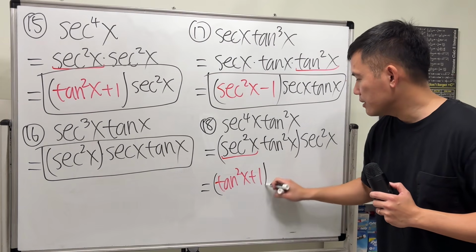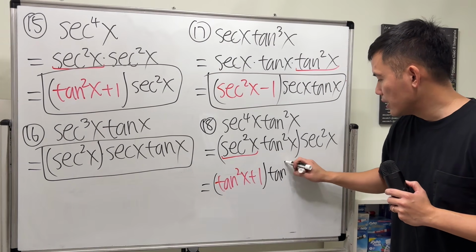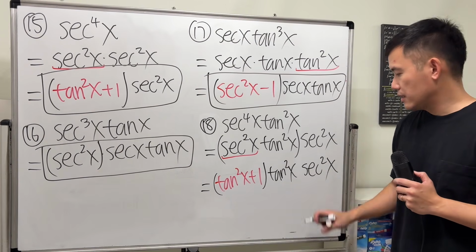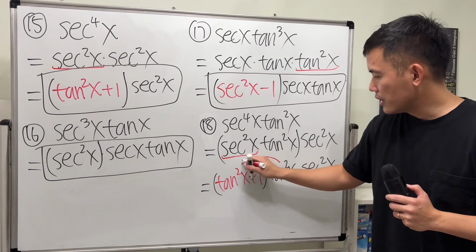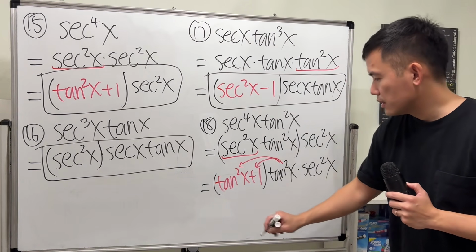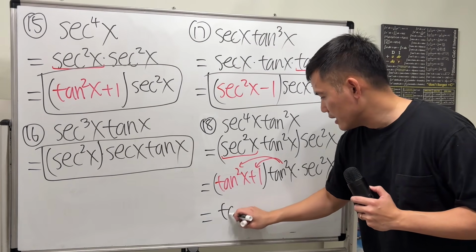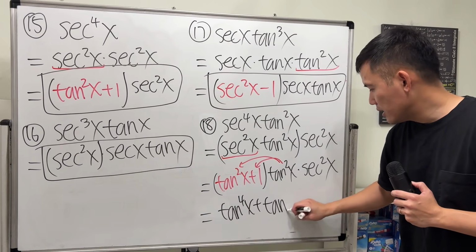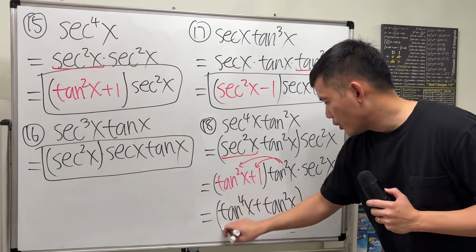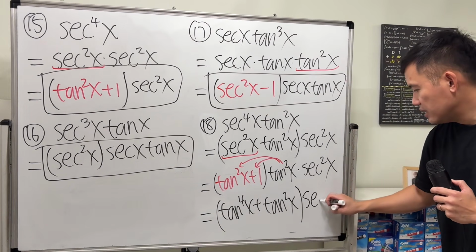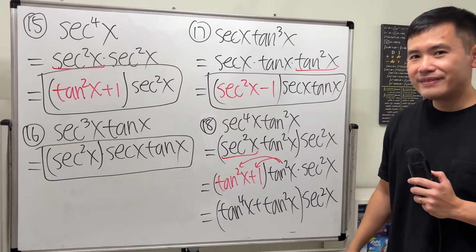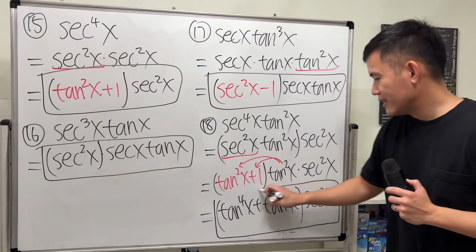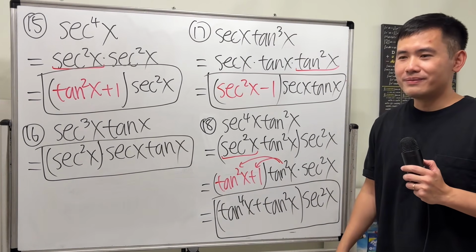And then go ahead, multiply that with tangent square x, and then we still have the secant square x on the outside. So right here you can distribute the tangent squared. So you get tangent to the fourth x plus tangent square x. All that times secant square x. Then we can do u sub, let u equal tangent x. And that is integral ready form.